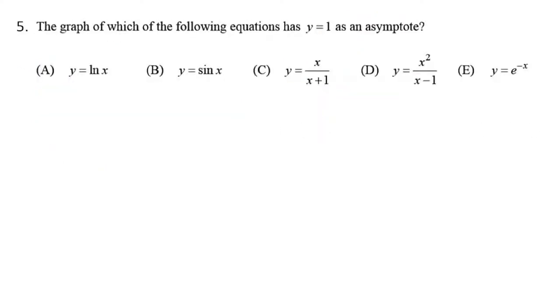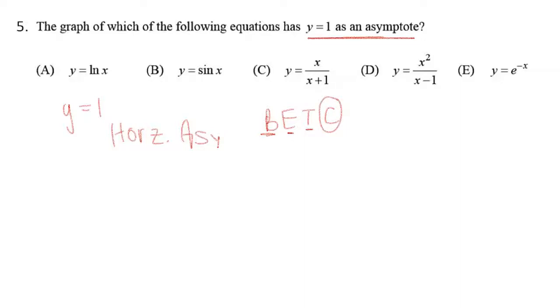And number 5, the graph of which of the following equations has y equals 1 as an asymptote? Well, if y equals 1 is our asymptote, that's talking about a horizontal asymptote. So let's think about this. If y equals 1, that's the case we talked about where we had Betsy. In other words, my bottom exponent equals the top exponent. We're talking about the highest power. Then I have a ratio of coefficients.